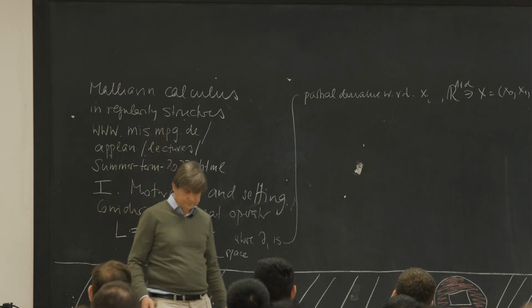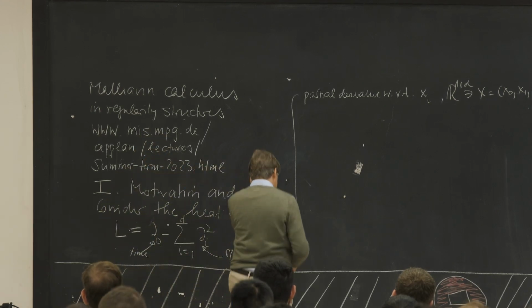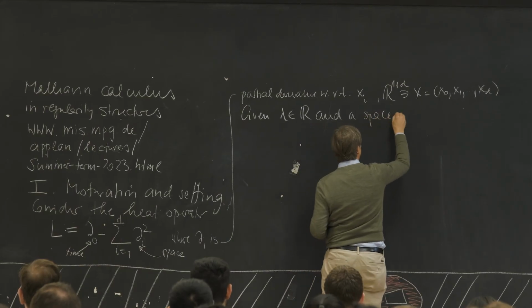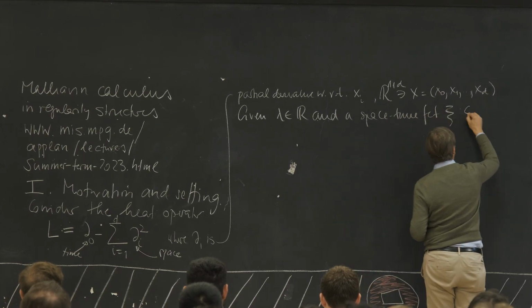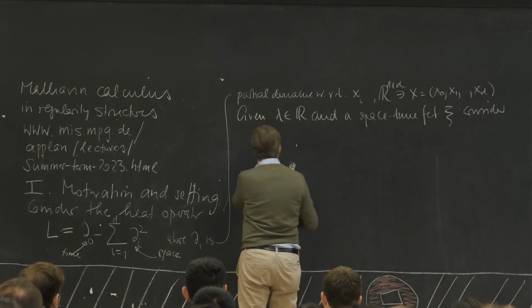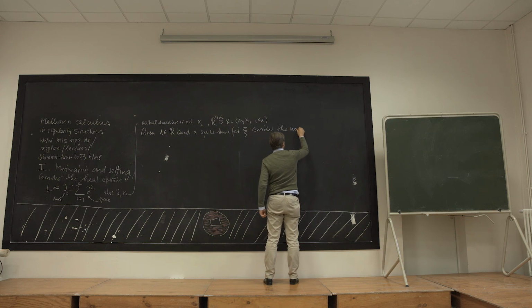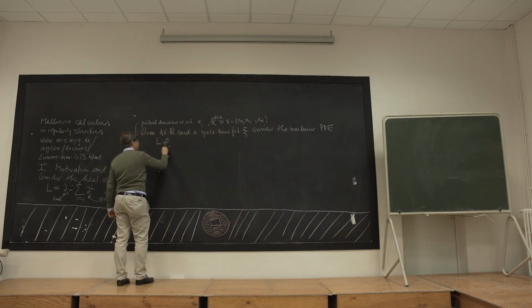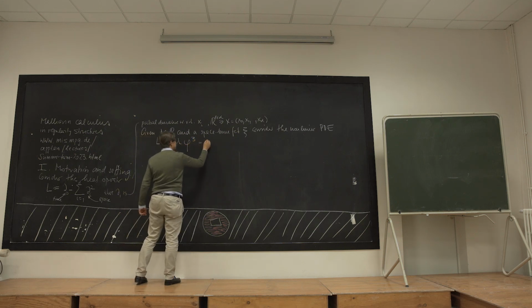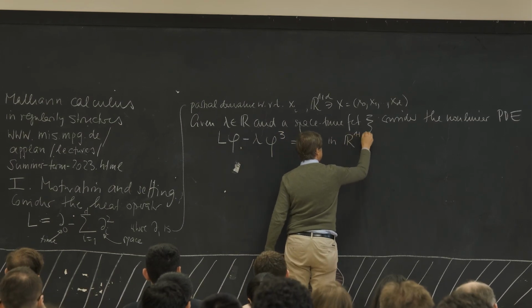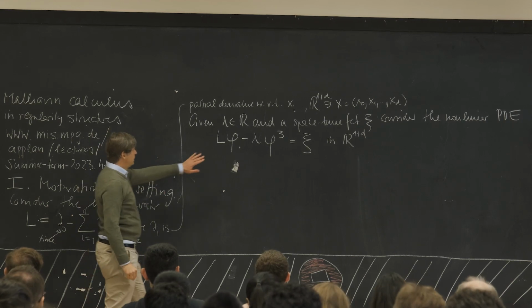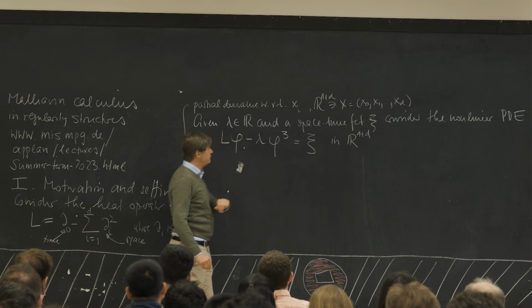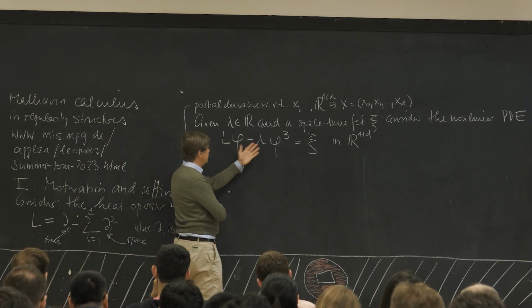And now we're interested in the following partial differential equation. Given a parameter lambda and a space-time function psi, we consider the nonlinear partial differential equation given by L phi minus lambda phi cubed is equal to psi in the entire time space. If lambda is equal to 0, we're just solving the heat equation with the right-hand side given by this function psi. And if lambda is not equal to 0, we have this cubic nonlinearity.